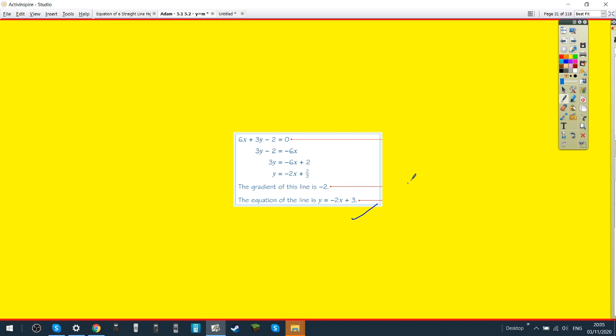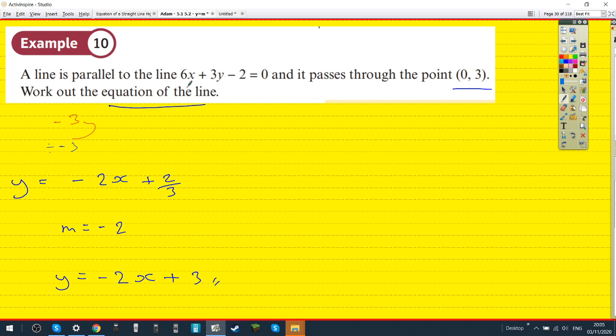And so for this one, if it's parallel, then it has the same gradient. So you make y the subject, work out the gradient for this one. And then sub in m and c into y equals mx plus c.